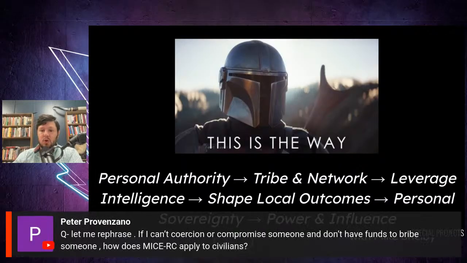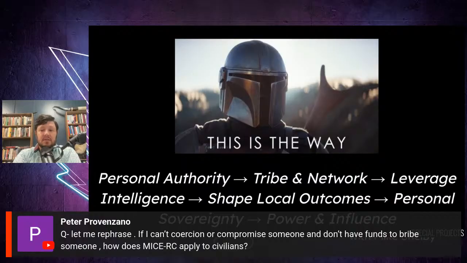All right, if you can't coerce or compromise someone, because you're right, that's illegal, and don't have the funds to bribe someone, how does MICE RC apply to civilians? Well, the M in MICE RC is still money, but we could call it material. So a box of ammo, a bag of groceries, whatever. People will do things for things. So figure out what their material needs are. The bottom line is find a need and meet it for source motivation.